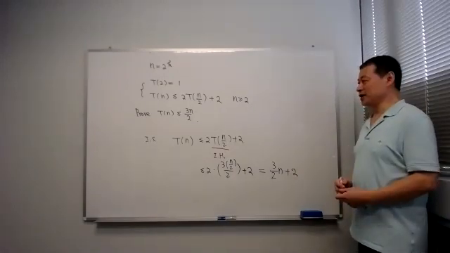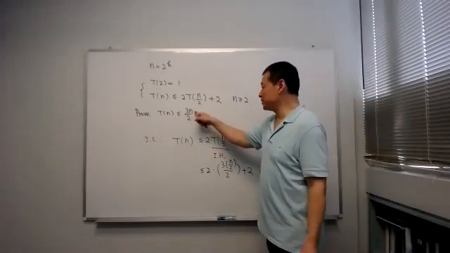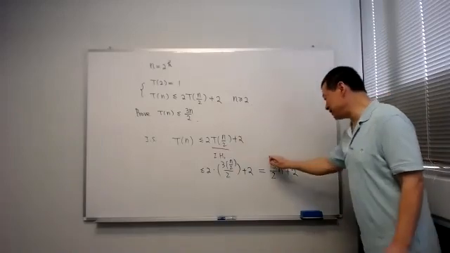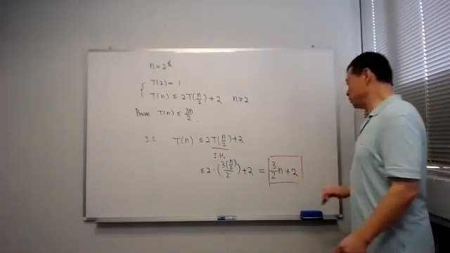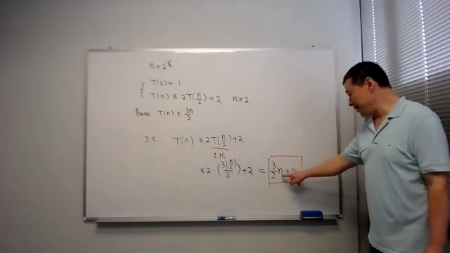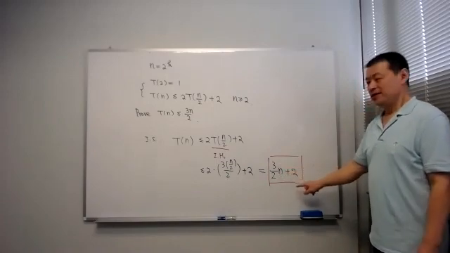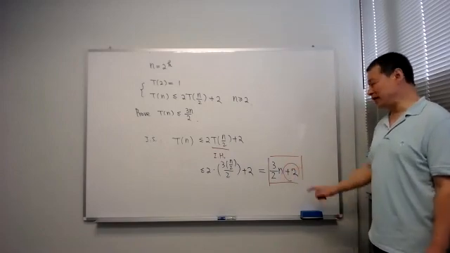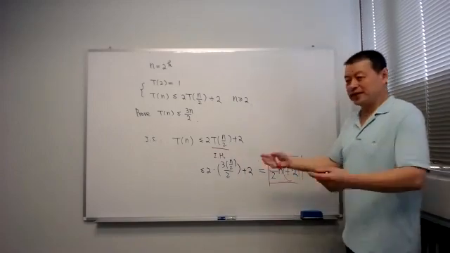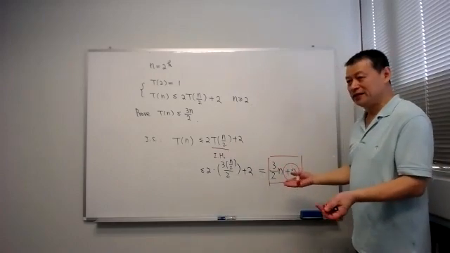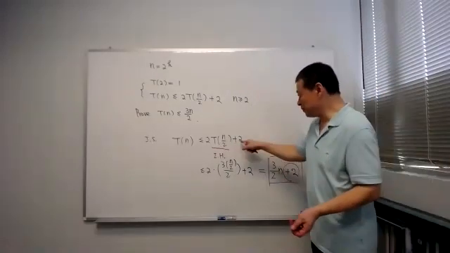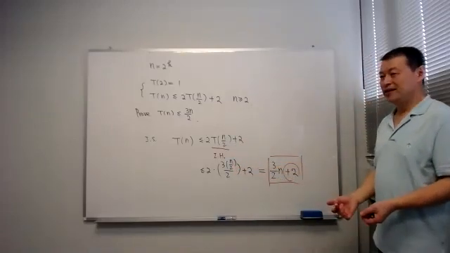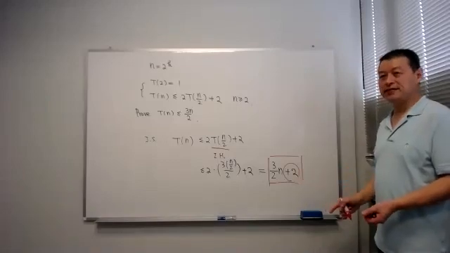Unfortunately, it does not work. We want to prove that T(n) is at most 3n over 2. But if we do this, we can only prove that it's 3n over 2 plus 2. We cannot get rid of this plus 2 using the induction hypothesis. What else can we do? We cannot do anything. It's just this one plus this one. Nothing's wrong here, but unfortunately, we're not able to prove it.